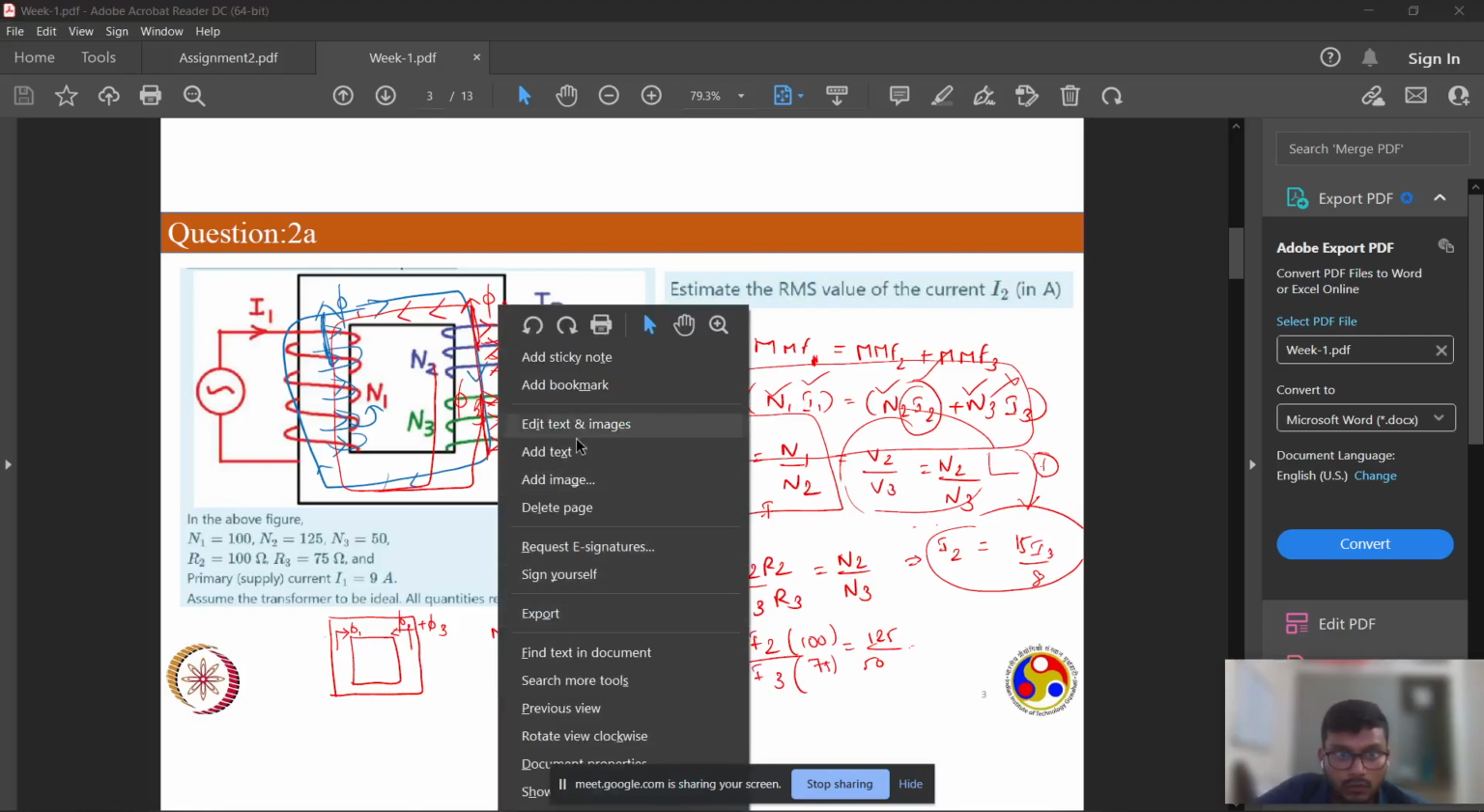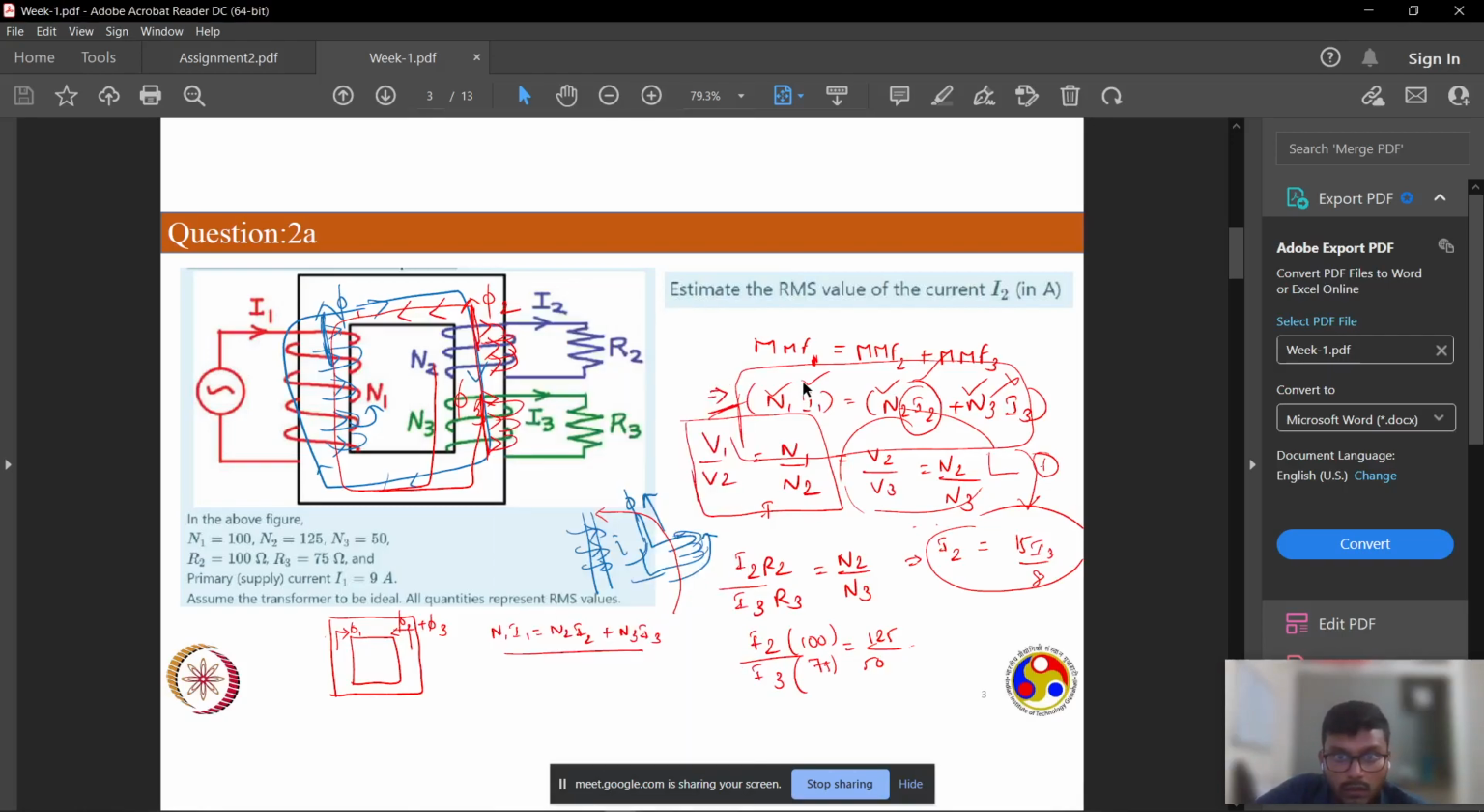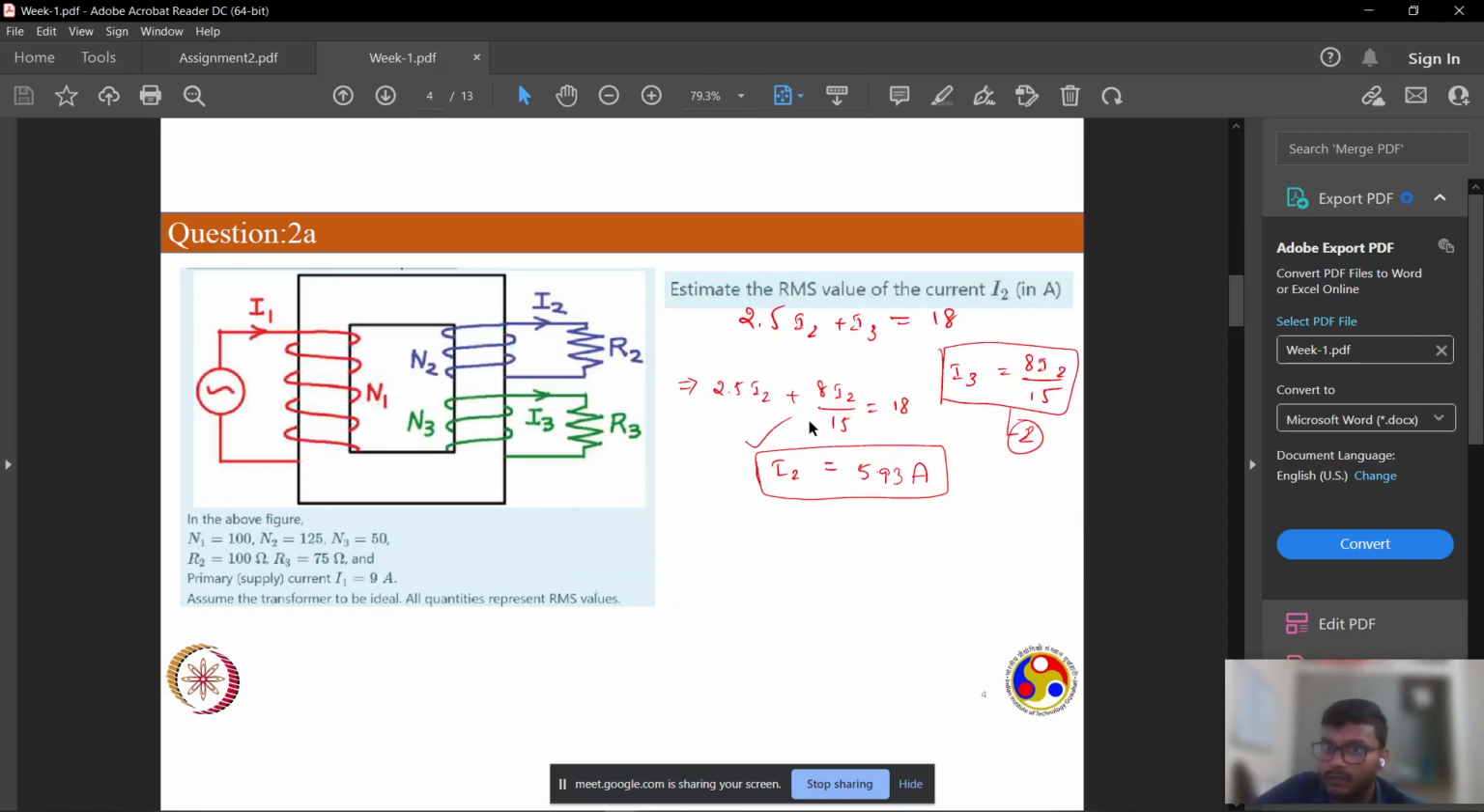This N1 I1 is equal to N2 I2 plus N3 I3. Here we substituted N1 I1; we know the N1 I1 value, N2 we know, N3 we know, but I2 and I3 we don't know. That's the equation here, the MMF balance equation.